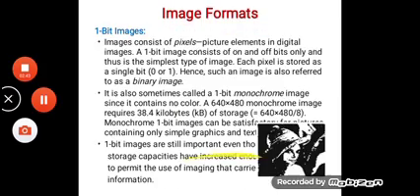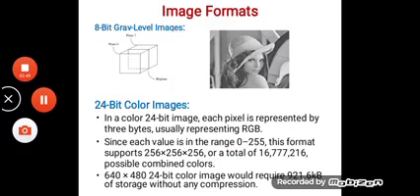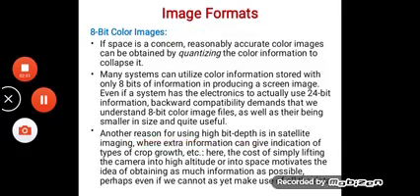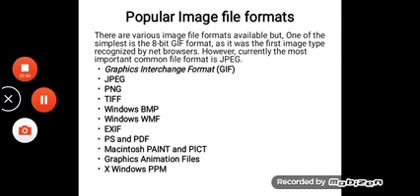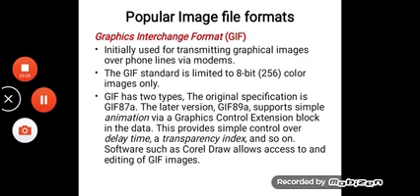Okay, so these things we have seen in the previous one: image formats, 1-bit image, 8-bit, then higher bit depth images, 8-bit color images. Now let us go ahead with popular image file formats. There are numerous different file formats available in the market nowadays, and one by one, in a very short note, we will try to finish all. So let us start with the first one, that is Graphics Interchange Format, which is well known as GIF format.